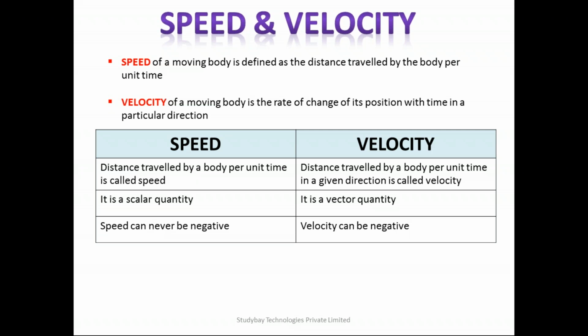Now again, all the properties of displacement and velocity will be almost the same. Speed is a scalar quantity, but velocity is a vector quantity. Speed can never be negative, because distance can never be negative. But velocity can be negative, as the displacement may or may not be negative as well.